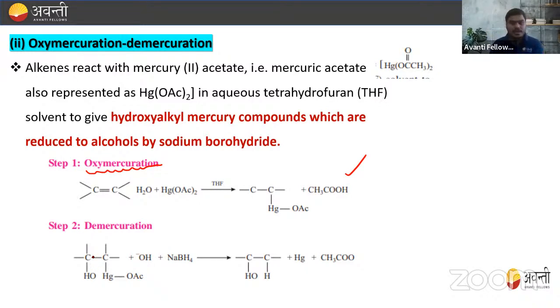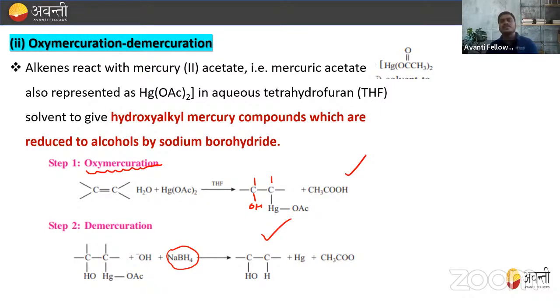How is this? Look, we have a compound like this, and this reacts with NaBH4. This NaBH4 acts as a reducing agent. Here we also have OH. So in this next step, when we react with NaBH4, what will form? This will form alcohol. By the reduction by sodium borohydride, alcohol will be formed.